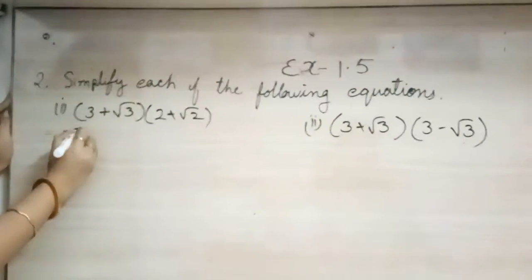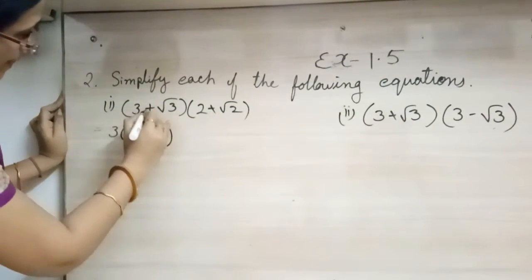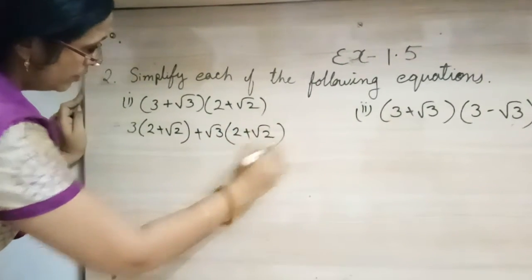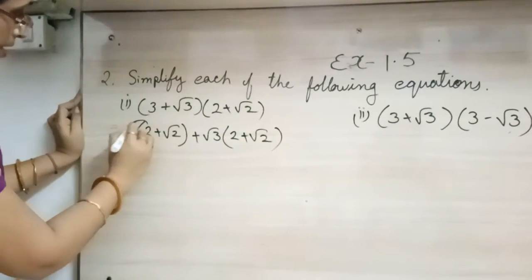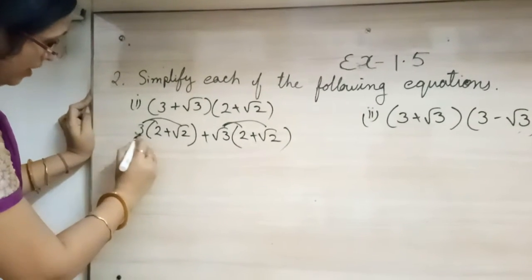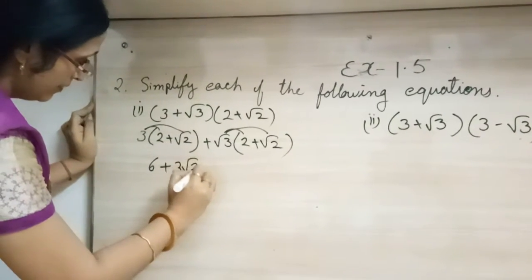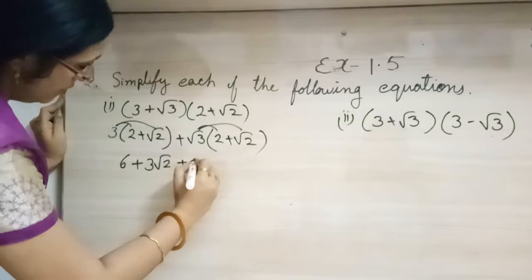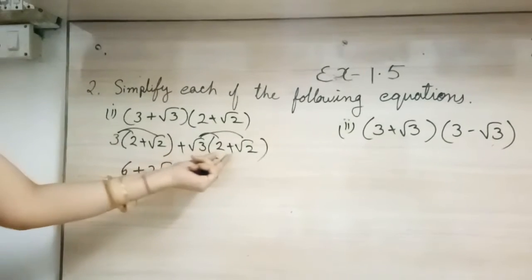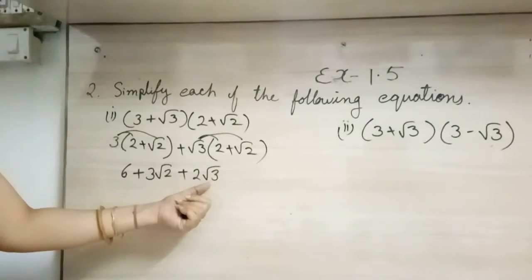First we will write this 3 in bracket. Copy down these two terms: plus root 2, then plus root 3 in bracket 2 plus root 2. Now we will multiply both. So when I multiply, it will become 3 2s are 6, plus 3 root 2, plus 2 root 3. See, it is in square root, so when you multiply by 2, it will not become root 6. 2 will come outside and root 3 will be as it is.